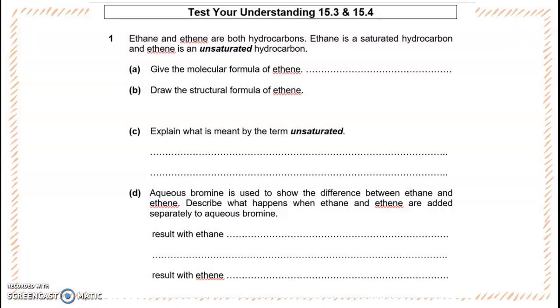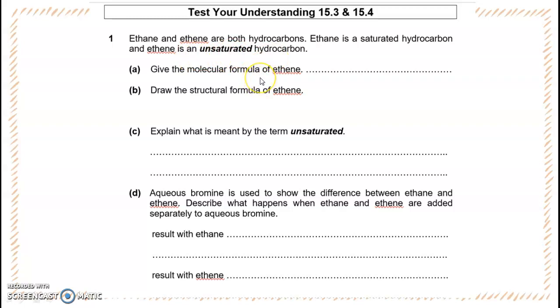Today we are going to look at your questions and the homework that was assigned to you from the previous lesson about alkenes. Okay, so let's take a look at test your understanding for 15.3 and 15.4. Question 1. Ethane and ethene are both hydrocarbons. Ethane is a saturated hydrocarbon and ethene is an unsaturated hydrocarbon. Give the molecular formula of ethene.